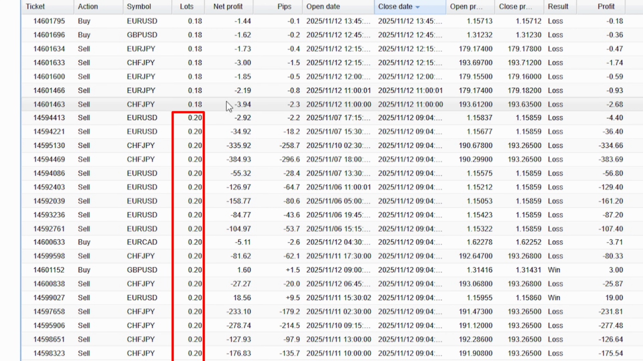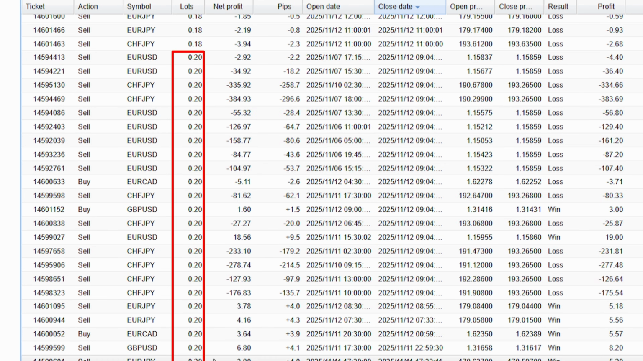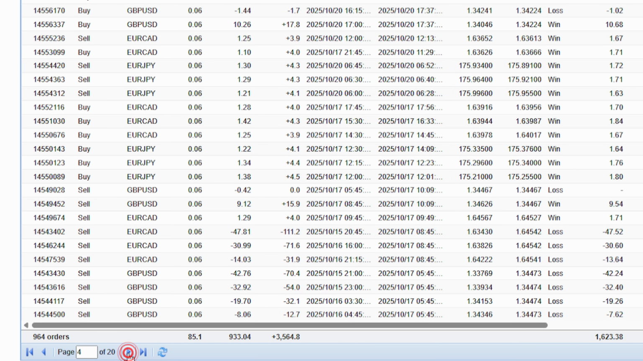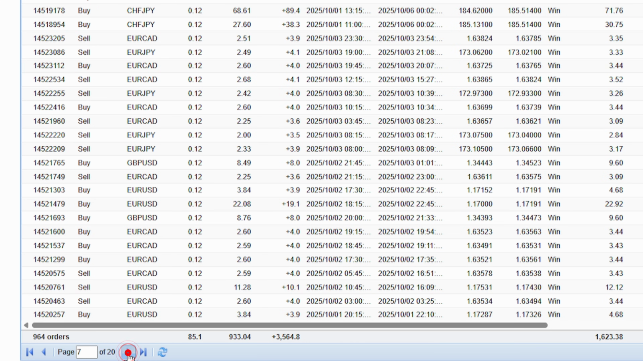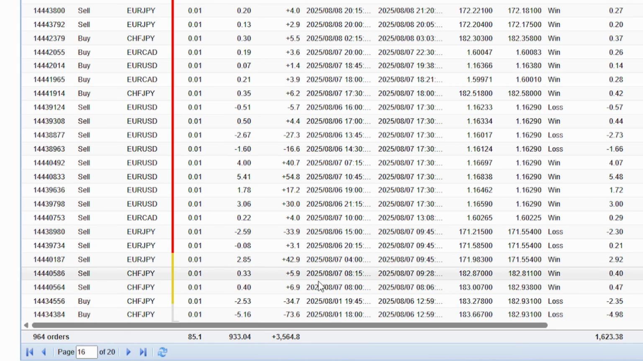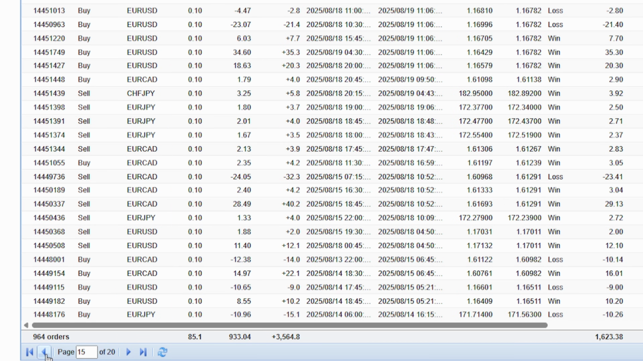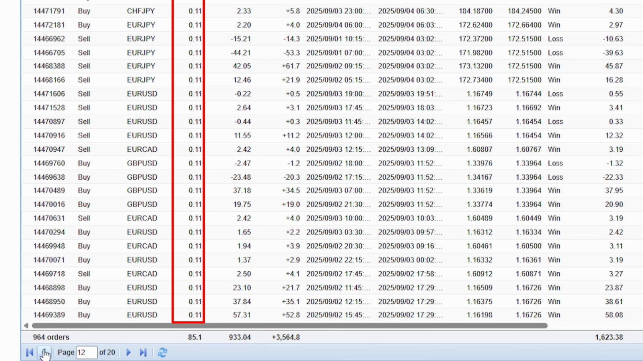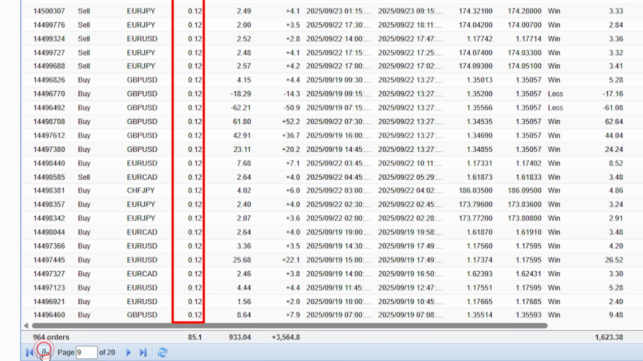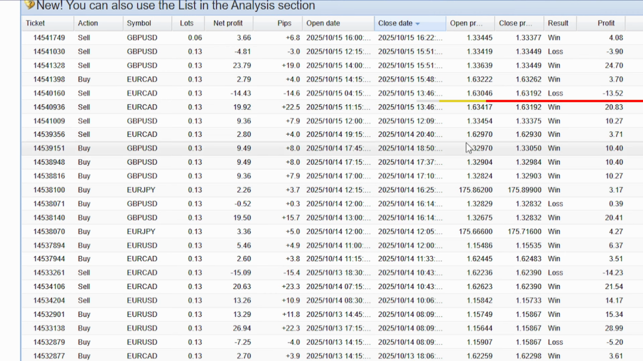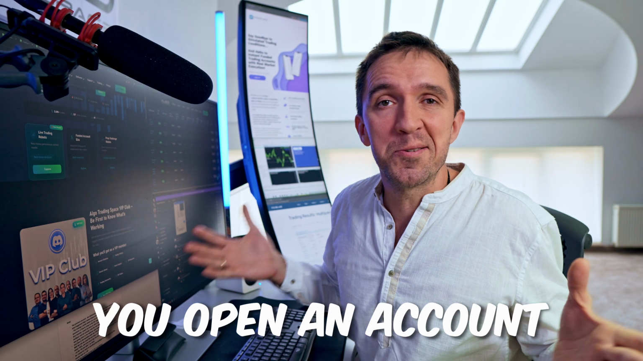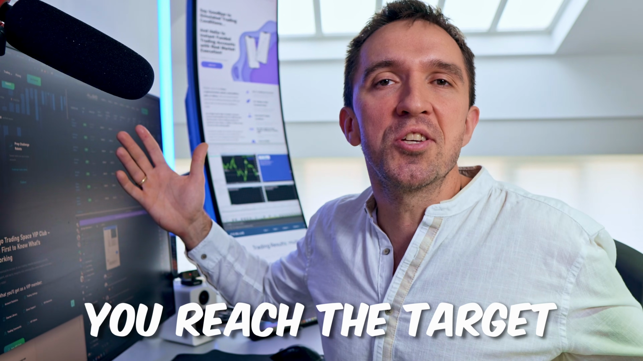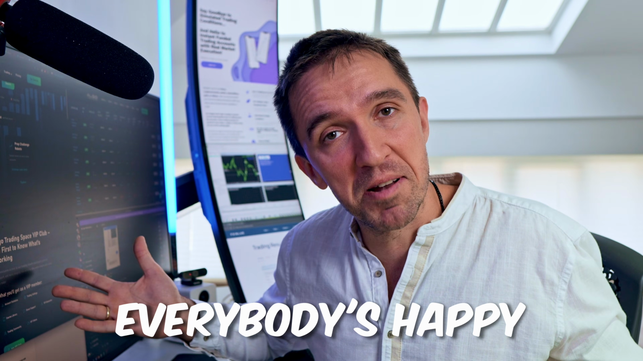And you will see that in this second stage we were trading with 0.20 as lot size for all of the currencies. And if I go back a little bit earlier, you will see that most of the time we were trading with 0.10. So at the beginning it was 0.01, but we figured out that that's too slow, and then we increased to 0.10, and then as the account was growing, the lot started to increase to 0.11, 0.12, 0.13, and we reached the target. And it was actually quite easy, right? You open an account, you put the robot, it starts trading, you set a certain amount of risk, you reach the target, you withdraw the profits, everybody's happy.